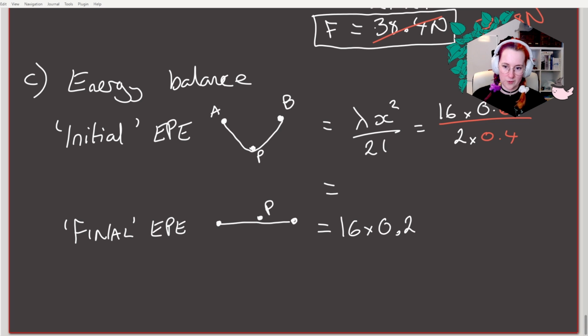Natural length of the string is 0.4. This is then, oh. Okay, I did have it right. All good.